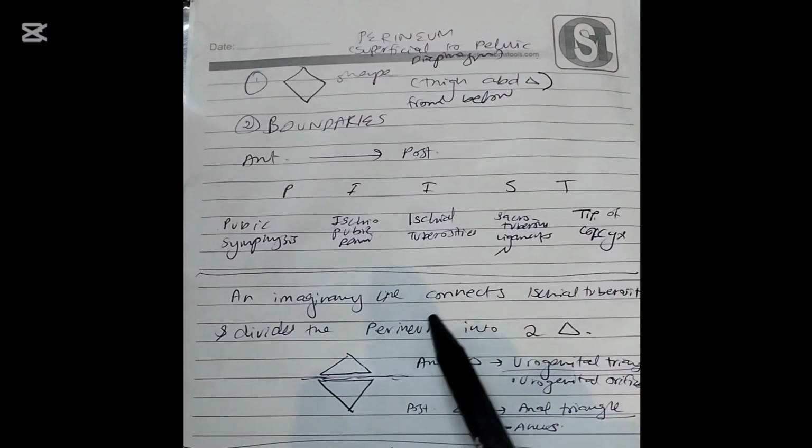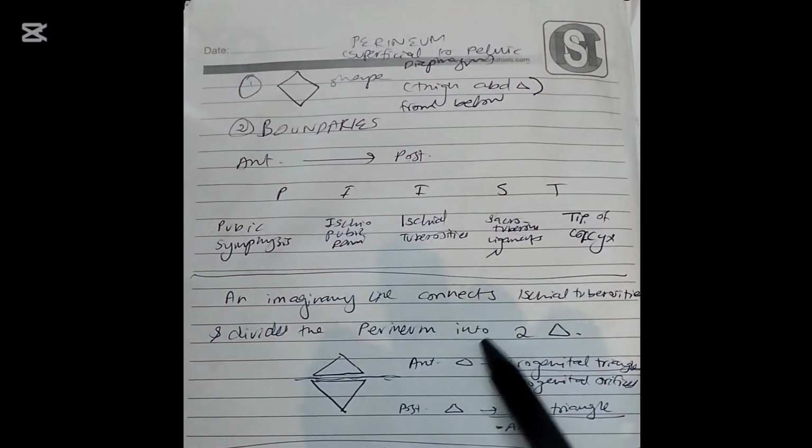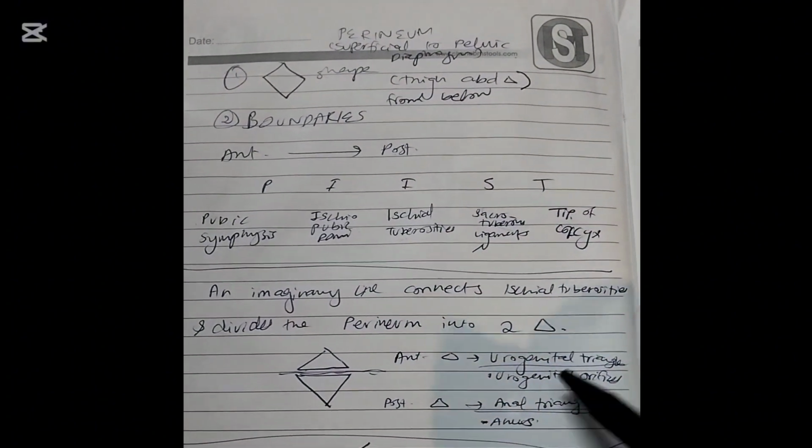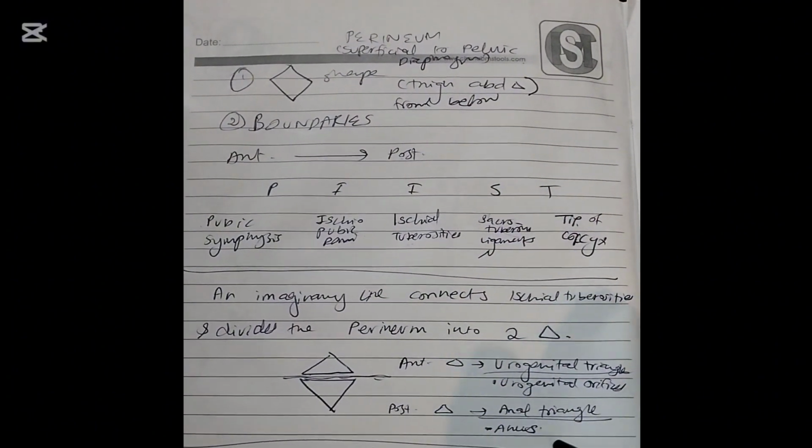There is an imaginary line which connects the ischial tuberosities and divides the perineum into two triangles. So the anterior triangle is the urogenital triangle and the posterior triangle is the anal triangle. Anterior triangle has the urogenital orifices and the posterior triangle has the anus.